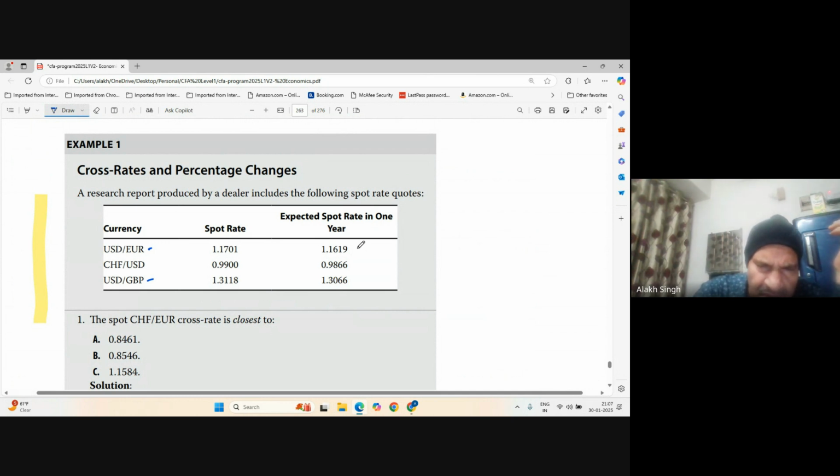1.17 divided by 1.161, 161 minus 1. So it will be plus. No, euro is appreciating. Dollar is, this one is dollar. So dollar has depreciated. So what we can do, how much is the euro price now? And if we divide by this and minus 1, will that work?